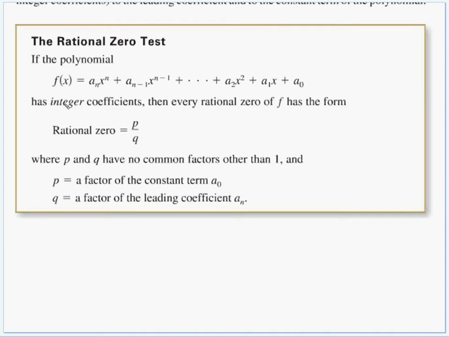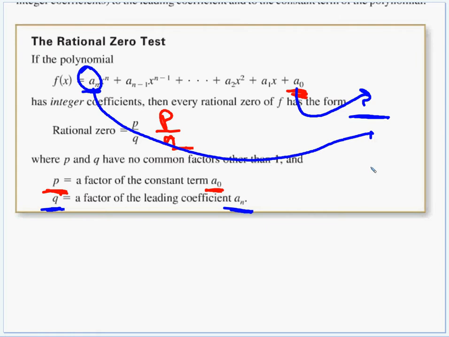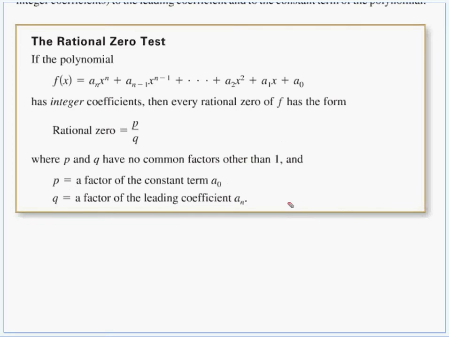So it says here, if our polynomial has integer coefficients, then every rational zero of our function has this form, p divided by q. P, the numerator, is the factors of the constant at the end. The q, the denominator, are the factors of the leading coefficient. So you're going to take this number at the end, the constant, figure out its factors. That will be the numerator in your fraction. Q, you take the leading coefficient at the very beginning, what are its factors, and put those in the denominator. All those possibilities are your possible zeros.